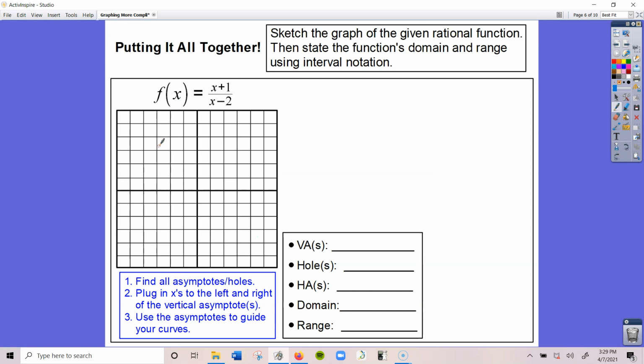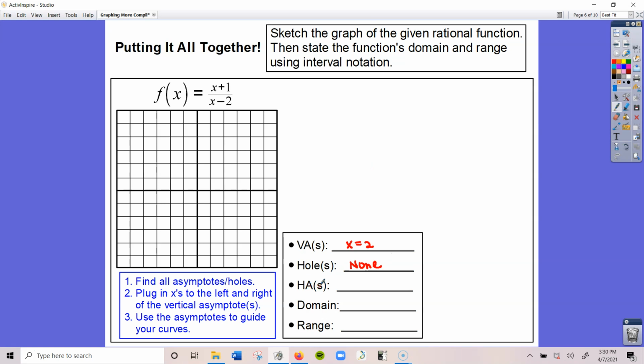Your first step when we're graphing is to find all asymptotes and holes. So let's start with the vertical asymptote. If I look at my function here, there is nothing for me to factor. So this is it. The denominator is x minus 2. That means that we have a vertical asymptote at x is equal to 2. Since nothing will cancel from the numerator and from the denominator, this means that there are no holes.